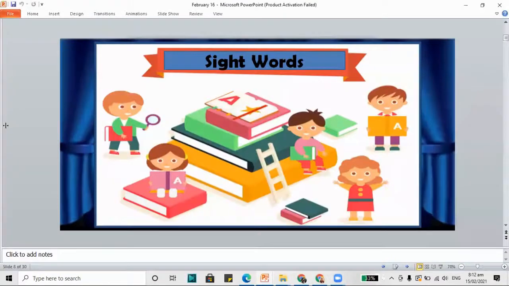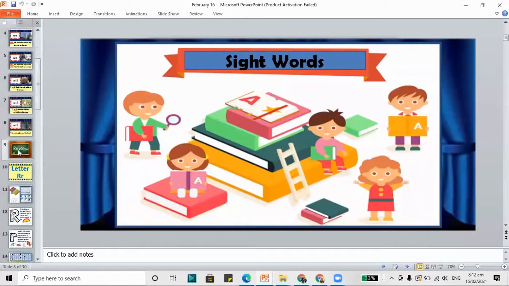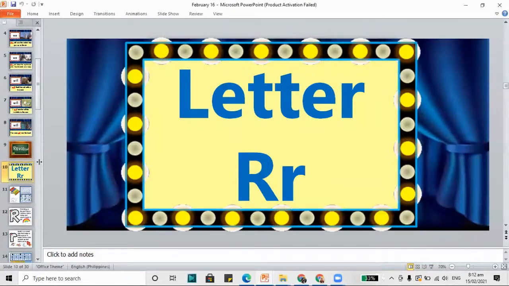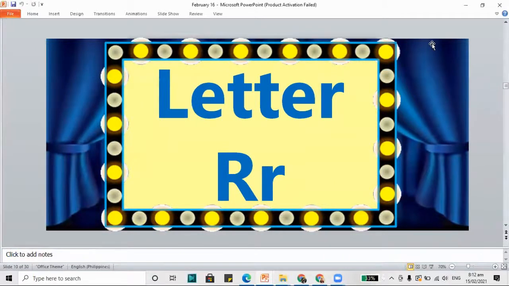And how about we go to our review? What did we learn yesterday? It's the letter L, capital. We learned the letter R, capital R, and lowercase r. We have the capital and lowercase r. It has the r sound. And even though they don't look alike, they have the same sound, r.